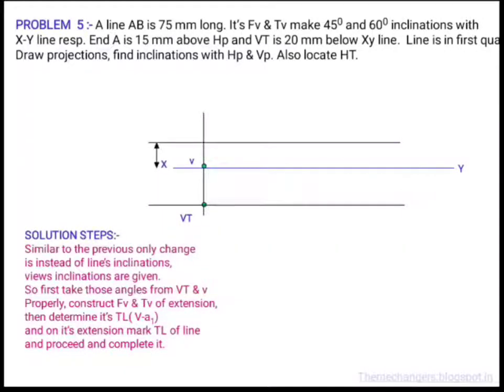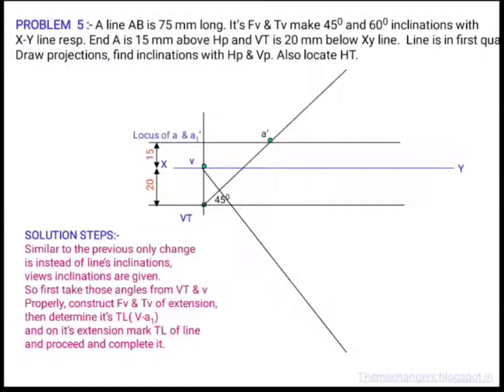Also, the locus line for A dash is given. A dash is 15 millimeter above the horizontal plane, so this line, 15 millimeter above the XY line, will be the locus line for A dash. The elevation will pass through VT and the inclination is 45 degree. So a 45 degree inclined line is drawn through VT, and this intersecting point will be A dash.